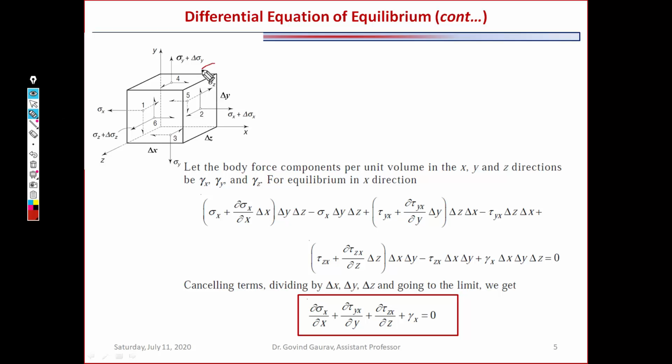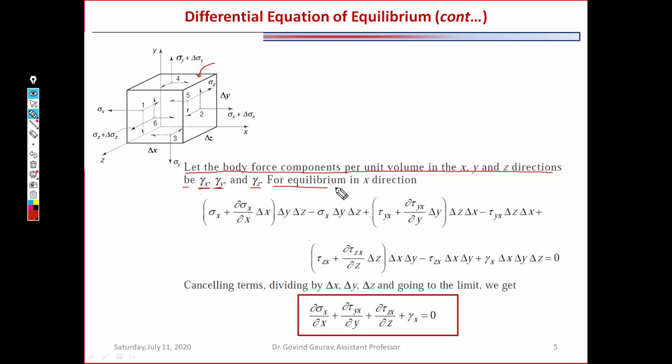Now this small elemental body will be subjected to different types of body forces. So let the body force components per unit volume in the x direction, y direction and z direction be represented by gamma x. The body force component acting in the x direction is represented by gamma x, the body force acting in the y direction is represented by gamma y, and the body force acting in the z direction will be represented by gamma z.